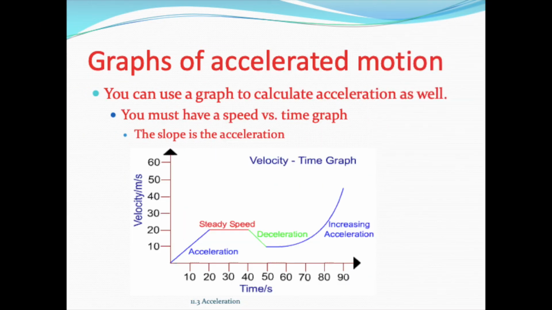Here's another graph of motion. Notice that velocity is on the y-axis and time is on the x-axis. The blue lines represent acceleration, and notice that the red line represents just a steady speed. It's not accelerating or decelerating, it's going at a constant speed. The green line is showing a decreasing slope. Since the slope is decreasing, that tells me that the velocity is decreasing as well. It's slowing down. Therefore, the slope of the line is negative.